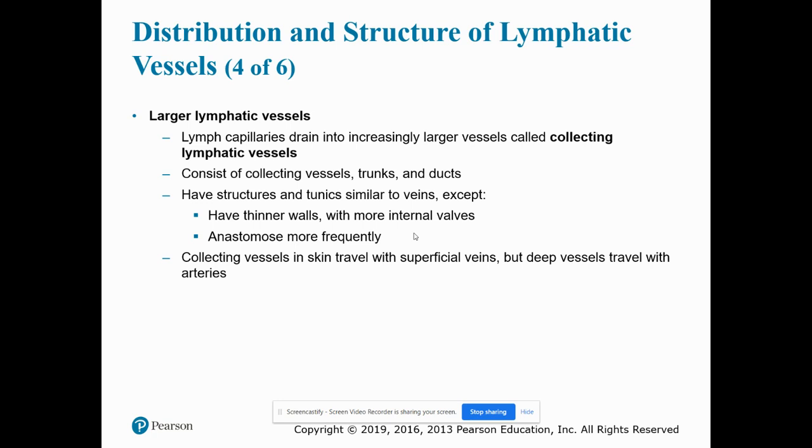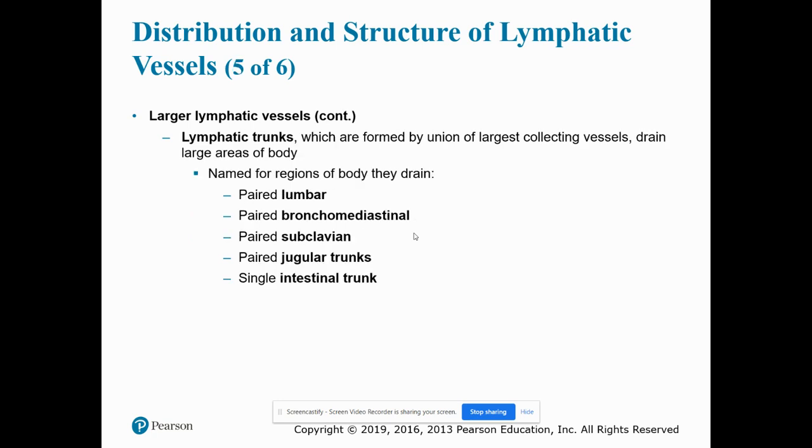So lymph capillaries are going to drain into increasingly larger vessels called collecting lymphatic vessels. These are going to consist of collecting vessels, trunks, and ducts. They have structures and tunics similar to veins, except their walls are thinner. They have more internal valves, and they anastomose more frequently. Remember, veins do anastomose, which means that they branch off, which allows alternative pathways, but lymphatic vessels anastomose more frequently. Collecting vessels in the skin travel with superficial veins, but deep vessels travel with arteries.